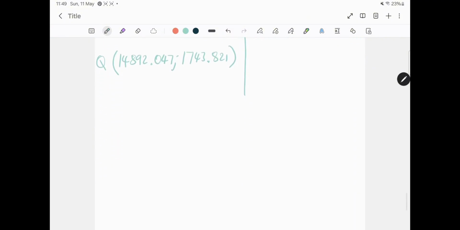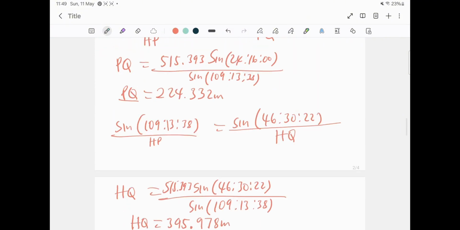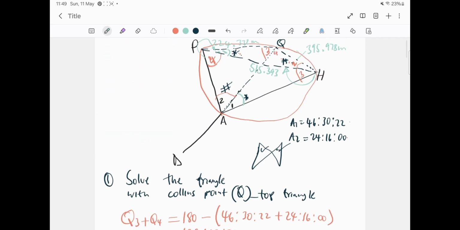So now we go and do what? We've already solved everything inside the top triangle there. So now we're going to find the bearing of the outside point with the inside point. So we need DQ. So that's the bearing of the outside point to the inside point. Bearing DQ, not bearing QD.